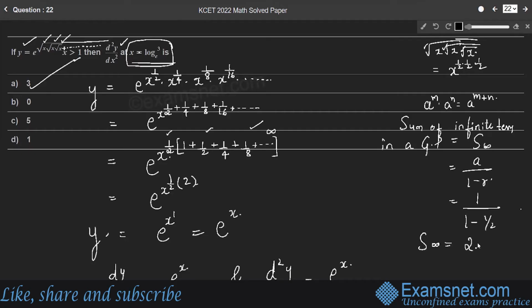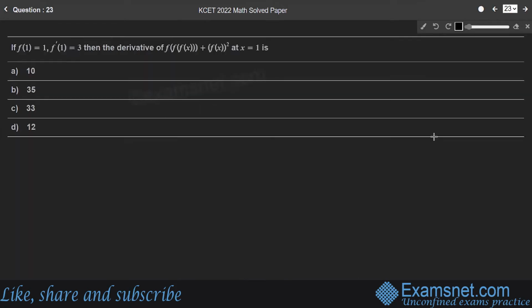Question 23. If f of 1 is equal to 1 and f dash 1 is equal to 3, then the derivative of f of x plus f of x the whole square at x is equal to 1 is. Very simple question. We have to find the derivative of the given expression, right?